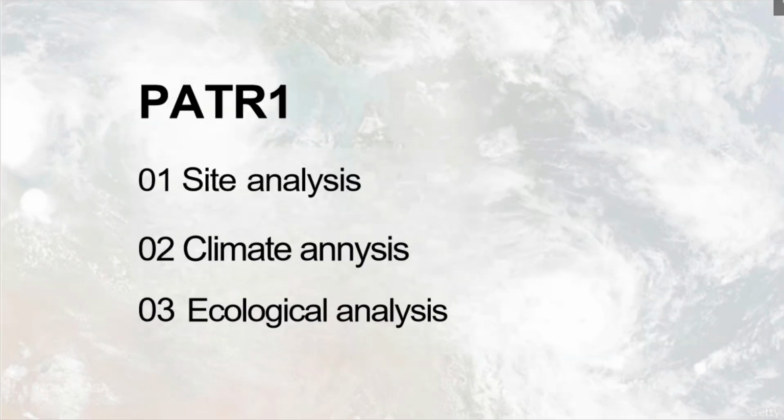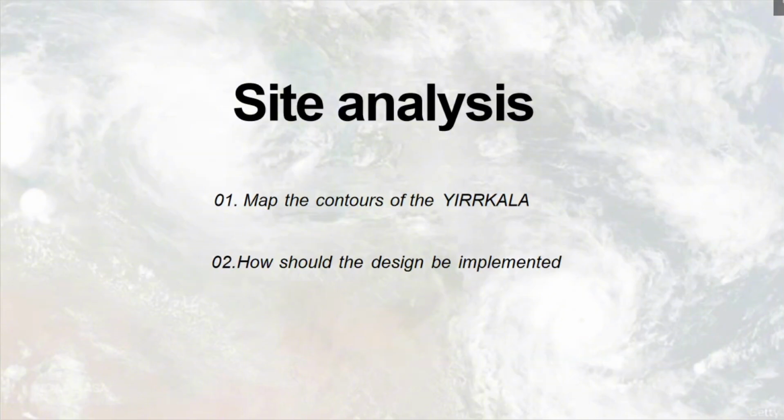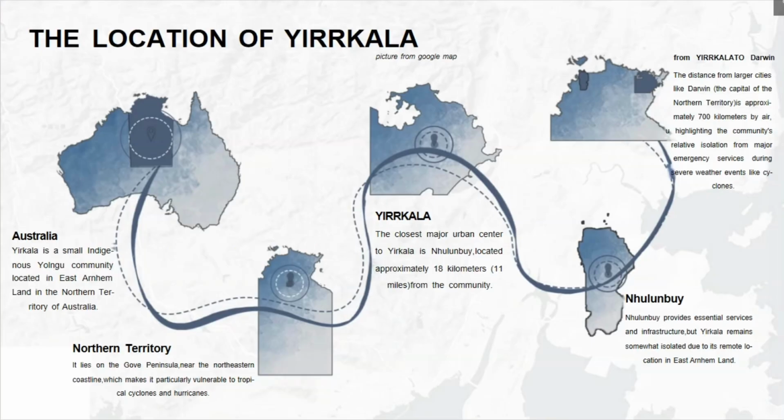Okay, let's move on to the first part. Yirkala is a small Aboriginal community located in East Arnhem Land, Northern Territory, Australia. We can see in the second picture, it has a population of approximately 700 to 1,000 people. The community is mainly composed of Yolngu people. The nearest major city is Nhulunbuy, 18 kilometers away, which provides basic services and infrastructure.